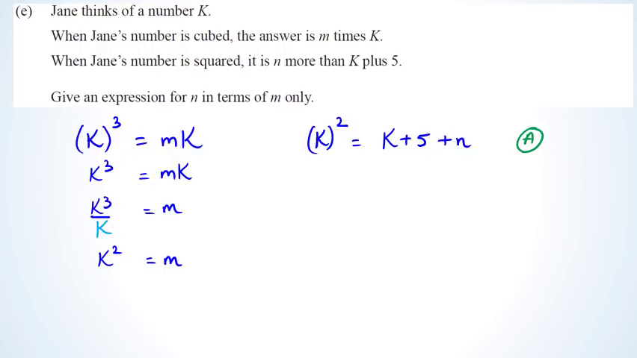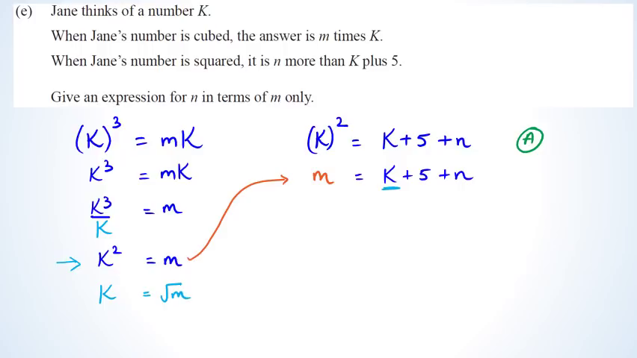So we've got k squared equals m. What I'm going to do right now is take the k squared and substitute it here, because I've already got k squared equals m. So I'm going to write down m is equal to k plus 5 plus n. Now here's the problem. I need an expression for n in terms of m only, and unfortunately, I've still got this k. I need to get rid of the k. So I've got to go back to my original equation, right here. See how it's k squared equals m? Then I can actually say k would be the square root of m.